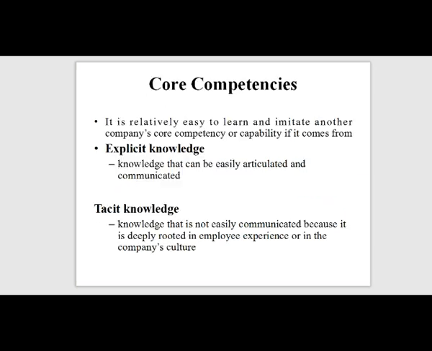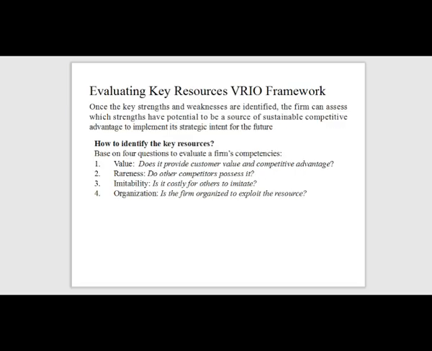Core competencies. It is relatively easy to learn and imitate another company's core competency or capability if it comes from explicit knowledge that can be easily articulated and communicated. However, if it comes from tacit knowledge, it will be difficult to imitate. Tacit knowledge is the knowledge that is not easily communicated because it is deeply rooted in employee experience or the company's culture. Evaluating key resources, VRIO framework.